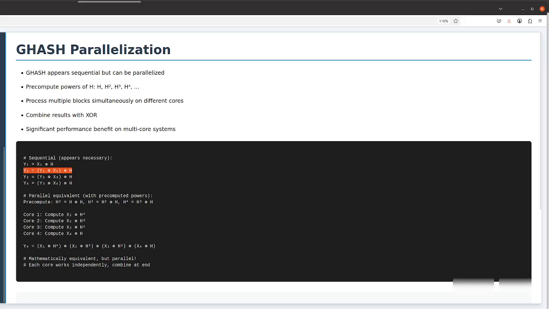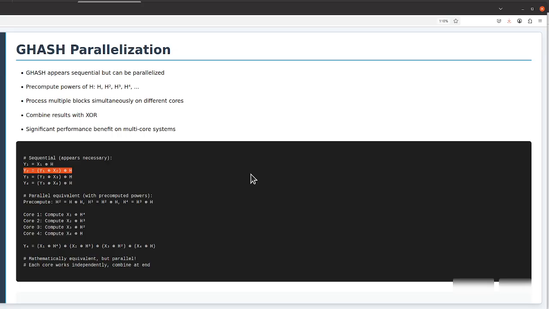However, there is a clever way to parallelize this using the mathematical properties of Galois field multiplication. The key insight is that Galois field multiplication is associative, meaning A times B times C equals A times B times C. This allows us to precompute powers of H and use them to process multiple blocks simultaneously. Instead of computing Y1 equals X1 times H, then Y2 equals Y1 XOR X2 times H sequentially, we can compute them in parallel using powers of H.